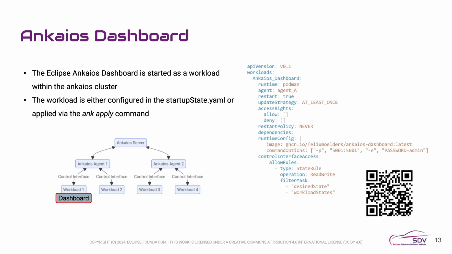Furthermore, the last thing you should know is that the Ankaios dashboard is started as a workload within the cluster. A cluster in general consists of a server with 1 to n, so multiple agents that manage the workloads. You can start it with a YAML config file that is either added to the startup state YAML that you start in the beginning together with a cluster, or you can use this excerpt of config and apply it via the ank apply command. Use this QR code to get to the GitHub repository.